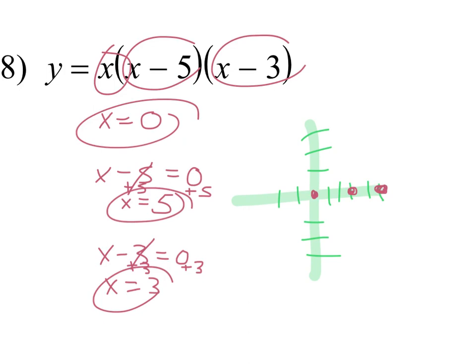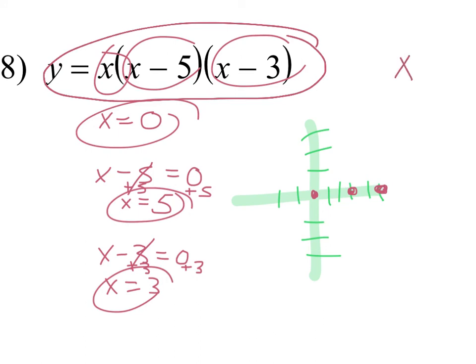Now, how many x's do we have in our original equation? 3. Do any of these x's have a negative sign in front? No. So we have a positive x cubed graph. So how is it going to end? It ends going up. And how does it start? Down. And what do we do with the ones in the middle? Connect the dots.